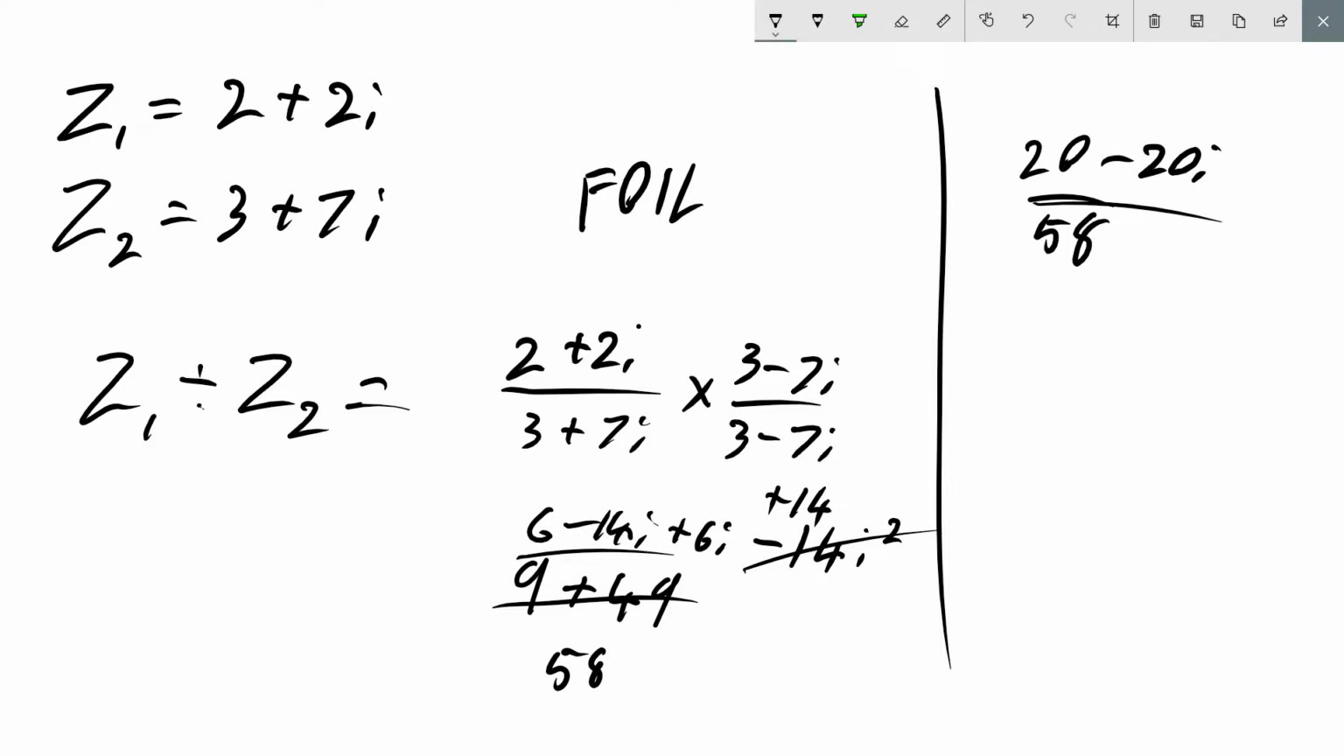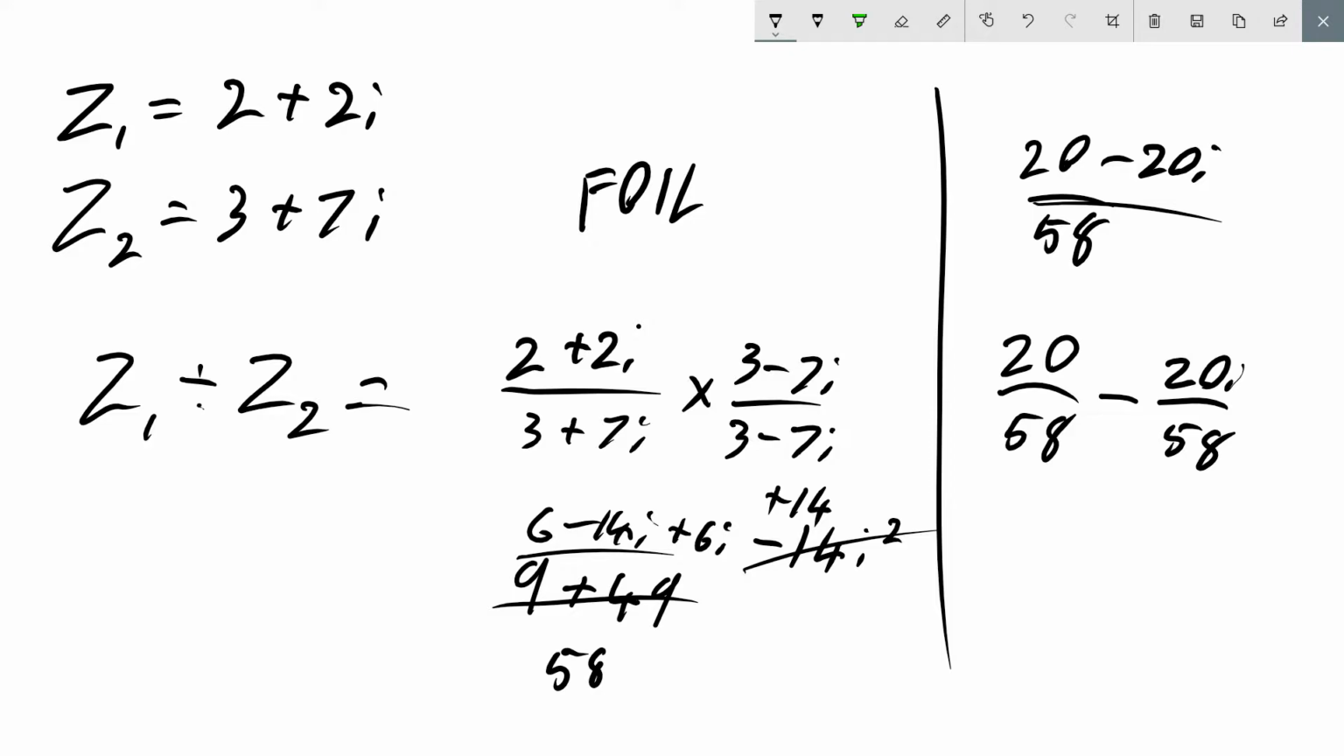So now that we have this fraction, we can work out what x and y is. And sometimes you would see in textbooks that they like to split it like this, so it becomes 20 over 58 plus or minus, in this case, 20i over 58. You will sometimes see that they put the i over here, but that's how I normally leave it.